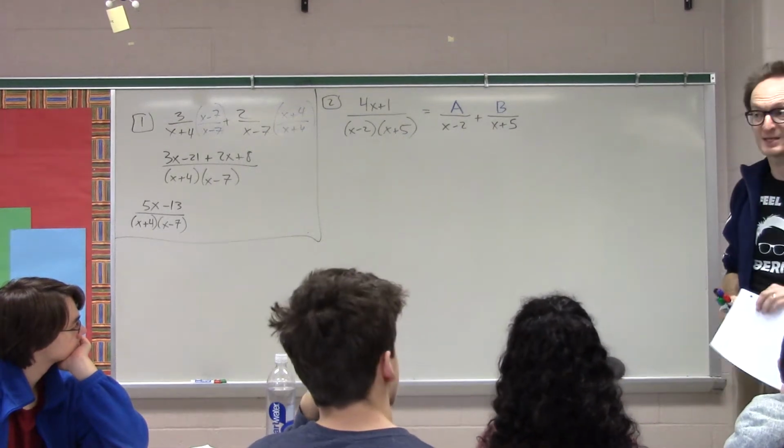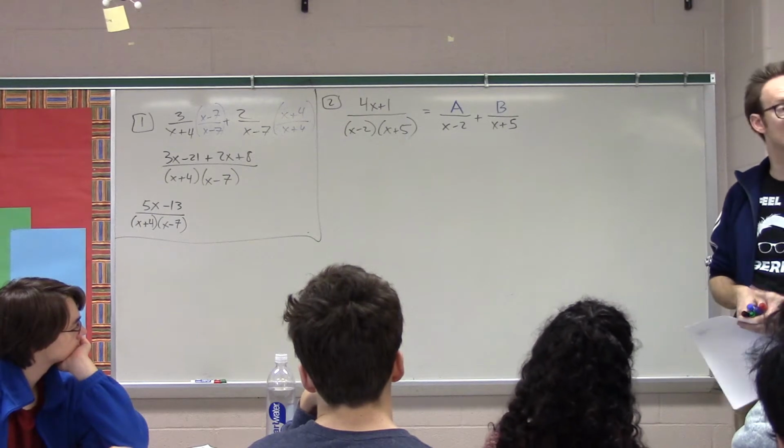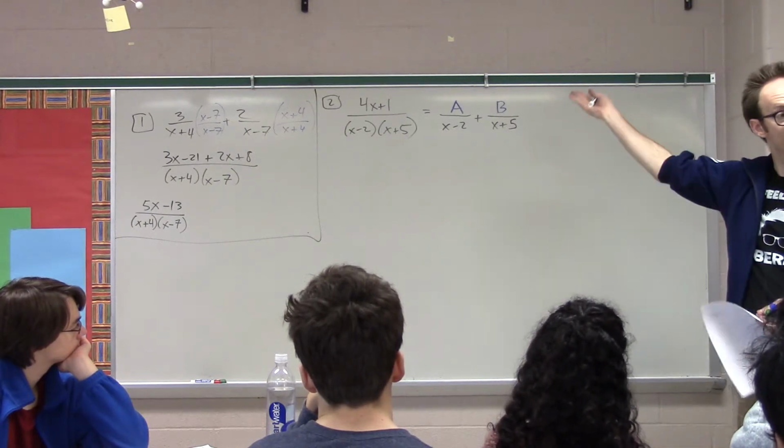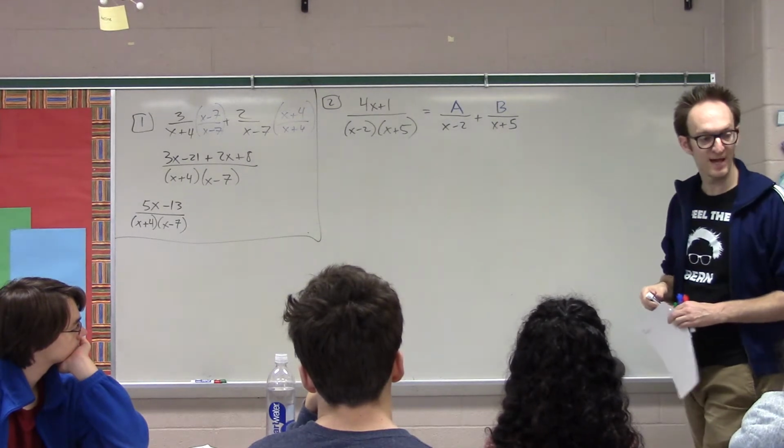How do we actually do this now? Now that I've set it up, I think it's pretty obvious like what to do next, right? Just like solve this equation for a and b, more or less, right? And how are you going to do that?